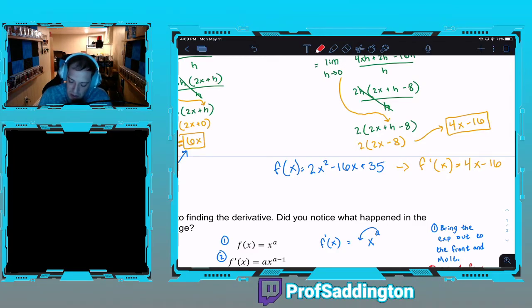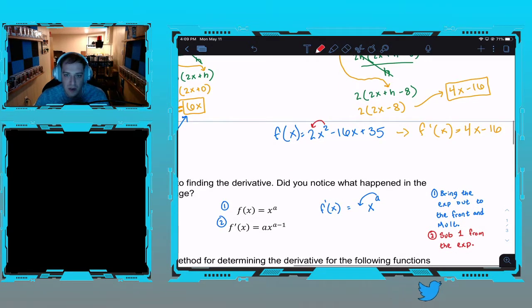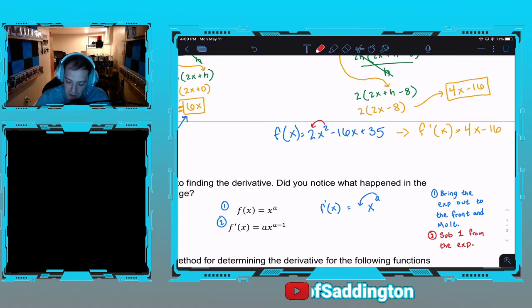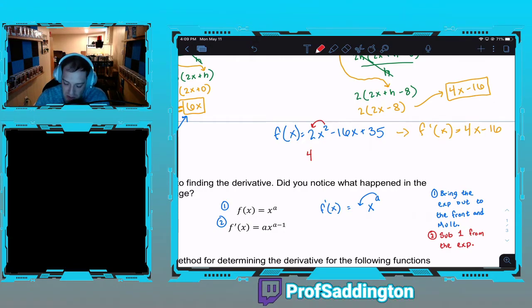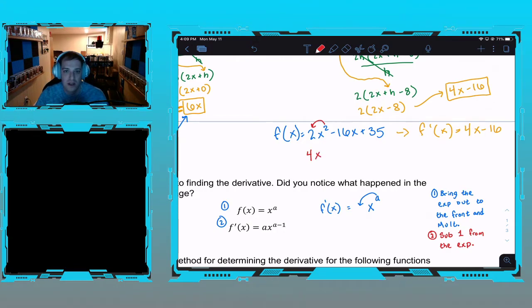So I'm going to start with the 2x squared. I'm going to take the 2 and I'm going to bring it out front because that's the first rule that I wrote down, and we're going to multiply it. So if you do 2 times 2, that's just 4. And then the second step says subtract 1 from the exponent. So if you take 1 away from that 2, I'm really just going to have an x left over.